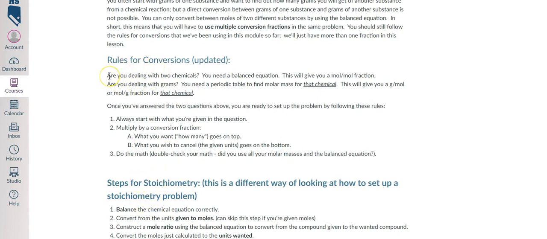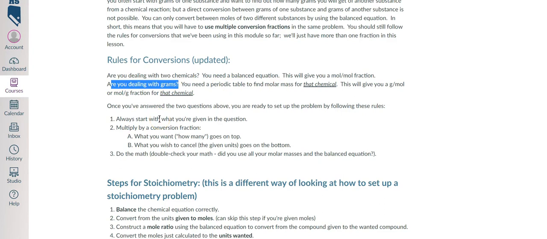So first thing is answer two questions. Are you dealing with two chemicals? If you are, then you need a balanced equation. If you are dealing with grams, then you'll need to get a periodic table to find the molar mass for that chemical. So once you answer those two questions, then you do the steps.